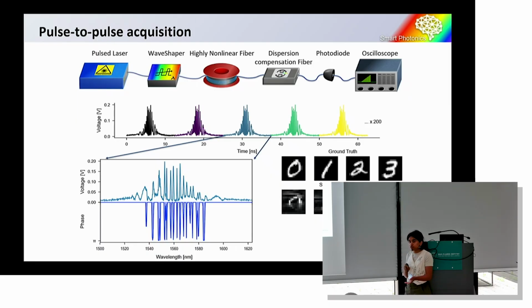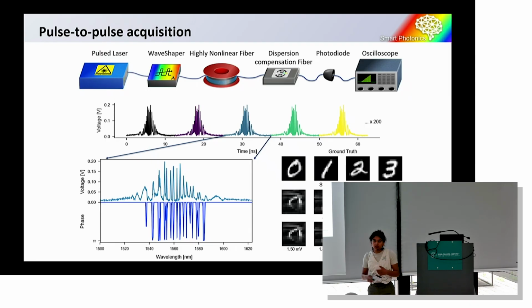It's a little distorted, but when we see the average recovery of the images, from 200 pulses, when you average, you see that they look the same. And there's a standard deviation, which is around 1% of the dynamic range.